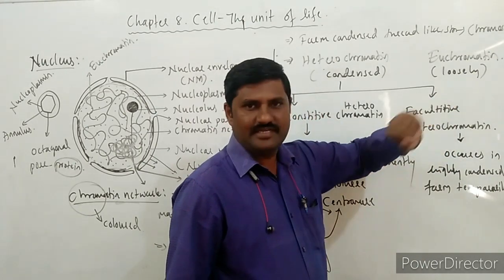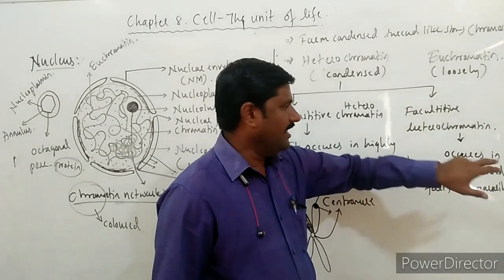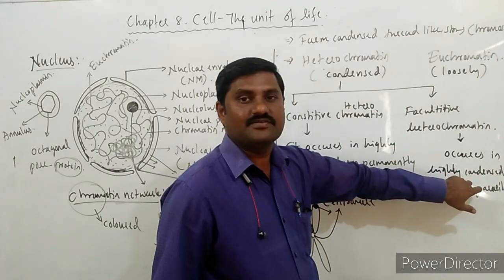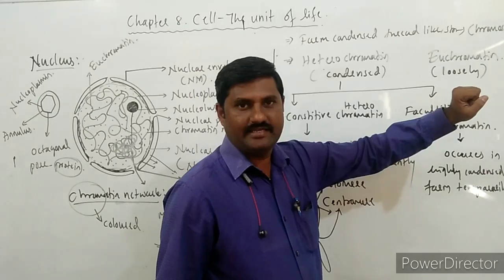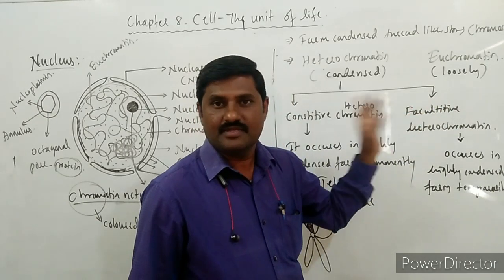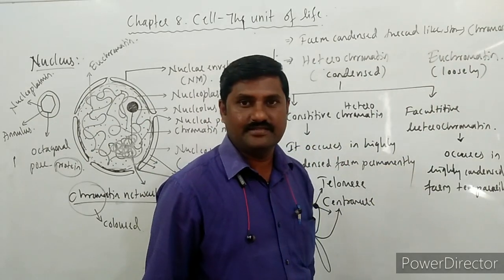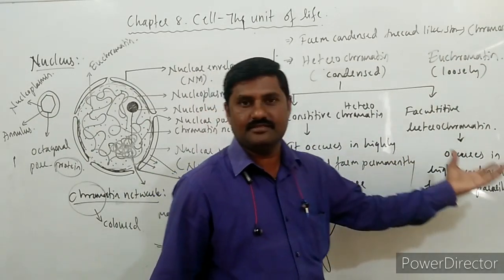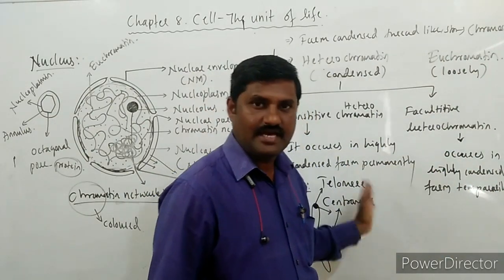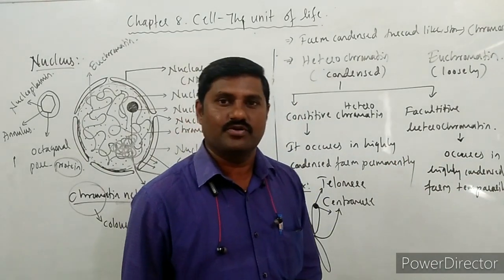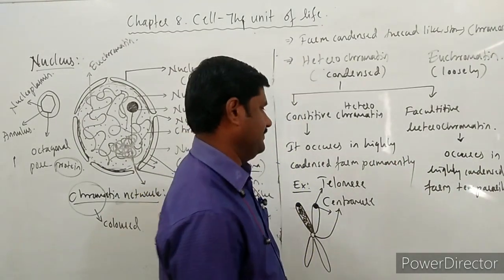Later it becomes loosely arranged, right? Later this highly condensed one becomes loosely arranged, but here it doesn't become loosely arranged. This is the permanent one, this is the temporary one. Based on that, there are two types of heterochromatin that we come across over here.